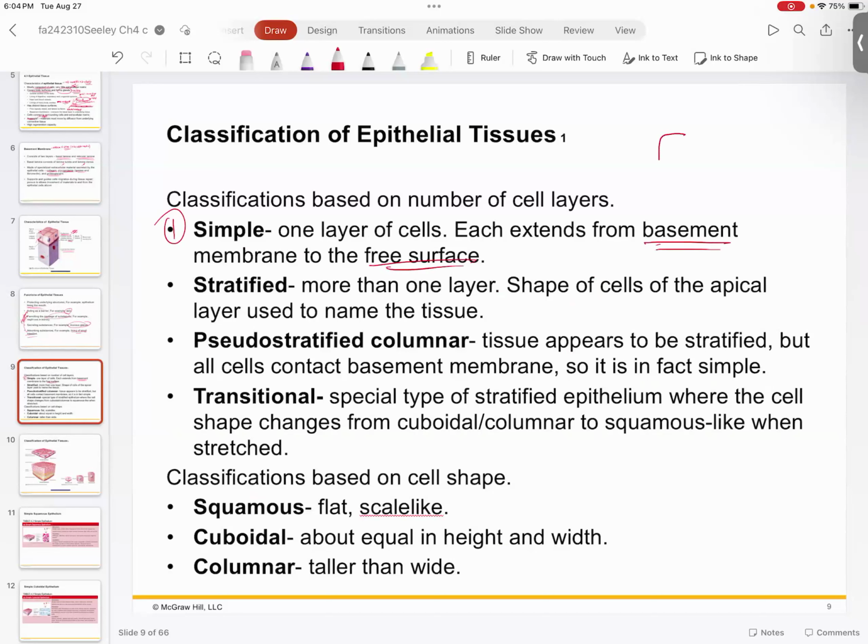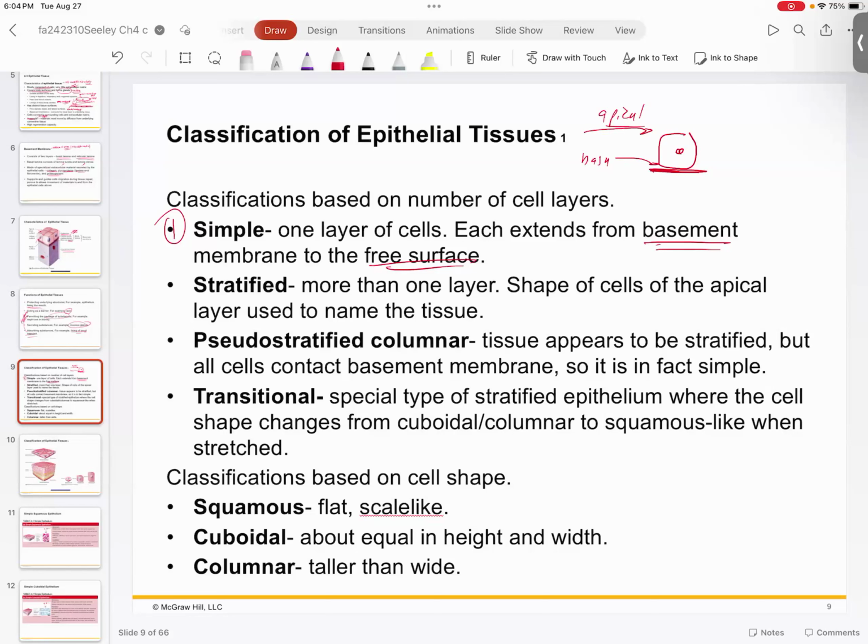So for instance, if we take a look at a cell, here's your basement membrane, the basal surface, and the apical surface is basically identified in the same cell. Well, I am in contact with both the apical and the basal. That means I'm one layer, and that makes me simple.